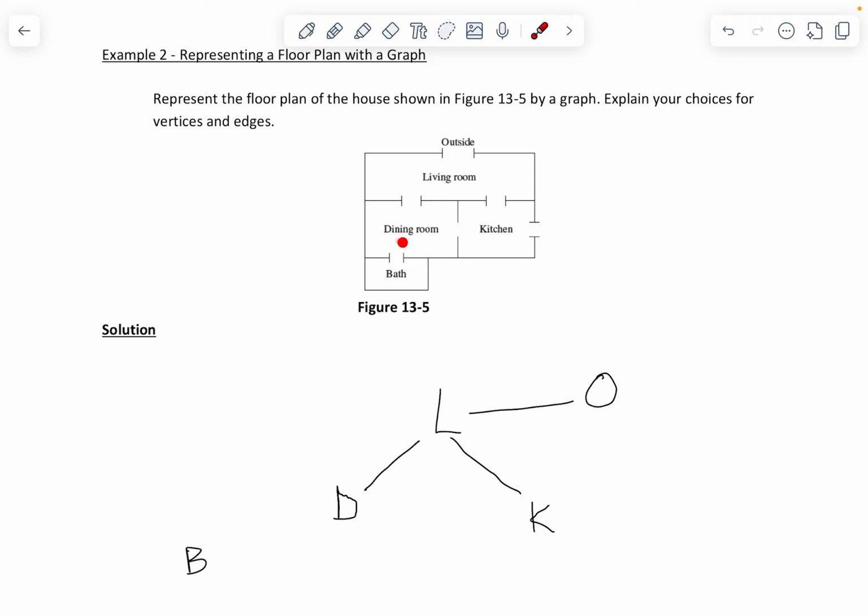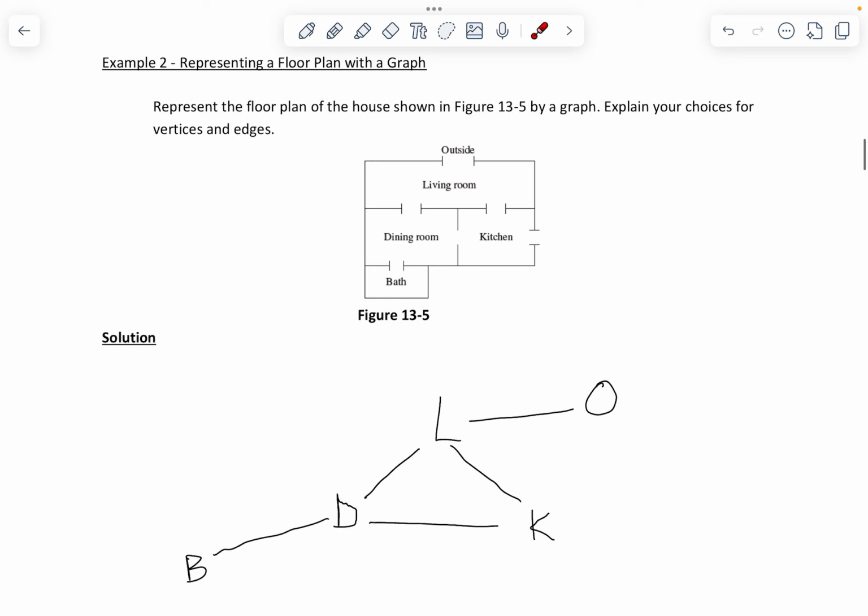Let's move down to the dining room. The dining room has a doorway to the living room, which we already have, and a doorway to the bathroom. And the dining room has a doorway to the kitchen. Should draw it right here. Okay.